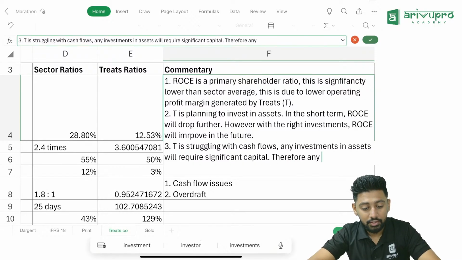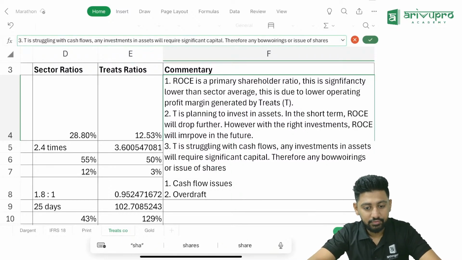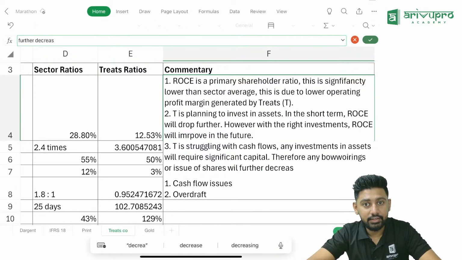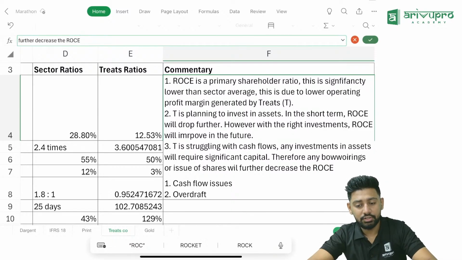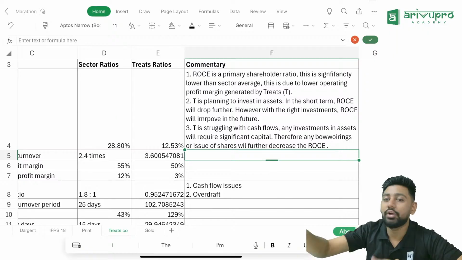Therefore, any borrowings or issue of shares will further decrease the ROCE. I'm telling the examiner, hey, look, I've given you super solid 3 points. Give me my marks.